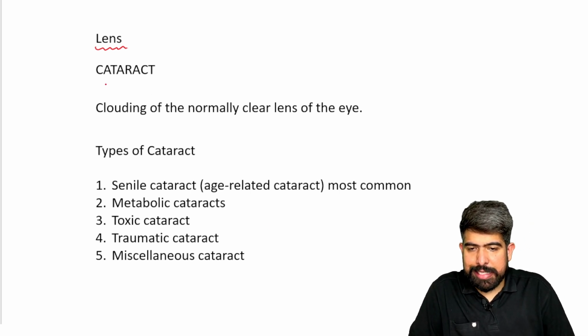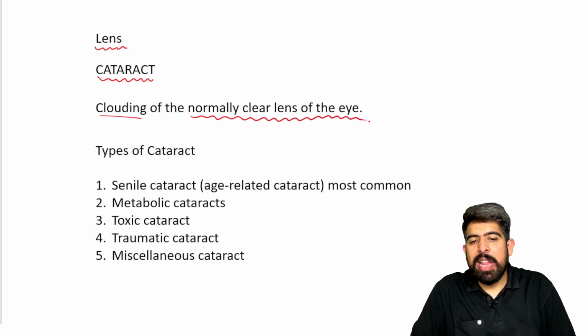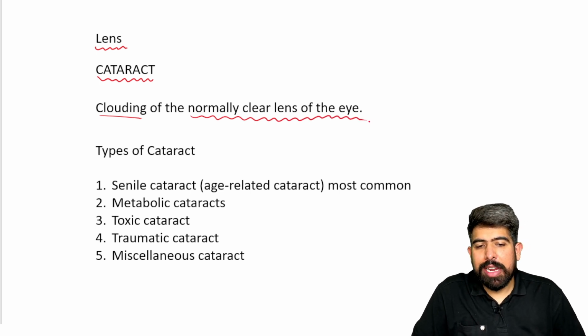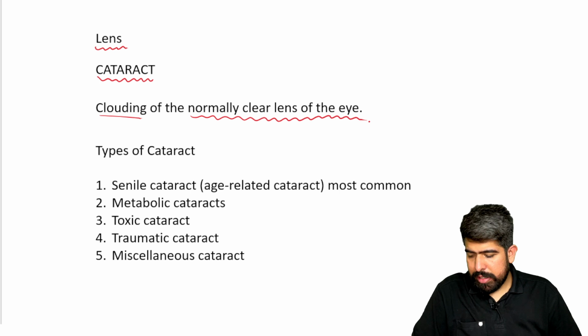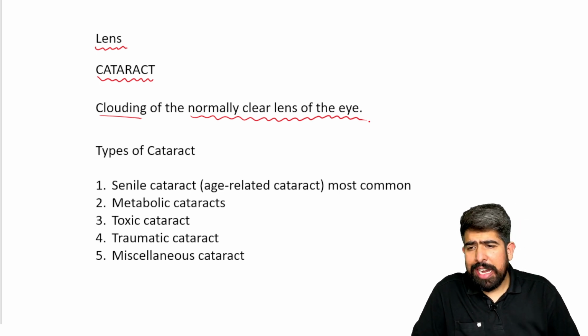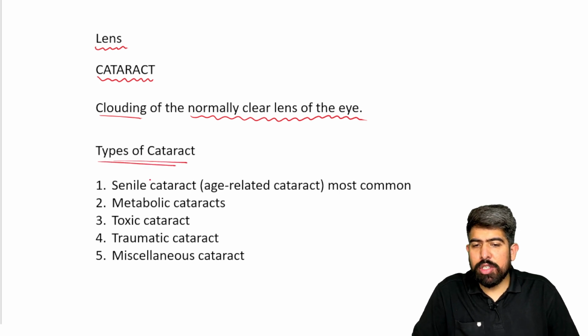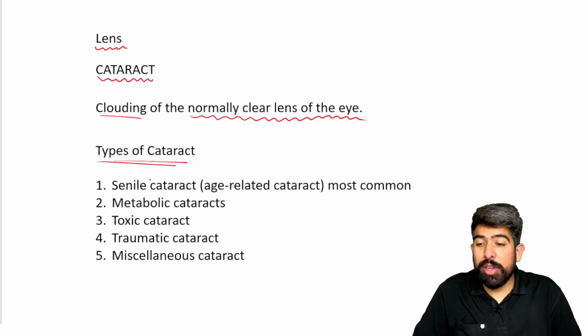The disease name is cataract. What is happening in cataract, guys? There is a clouding of the normally clear lens of the eye. There are different types of cataract. So this is the clouding of the lens.